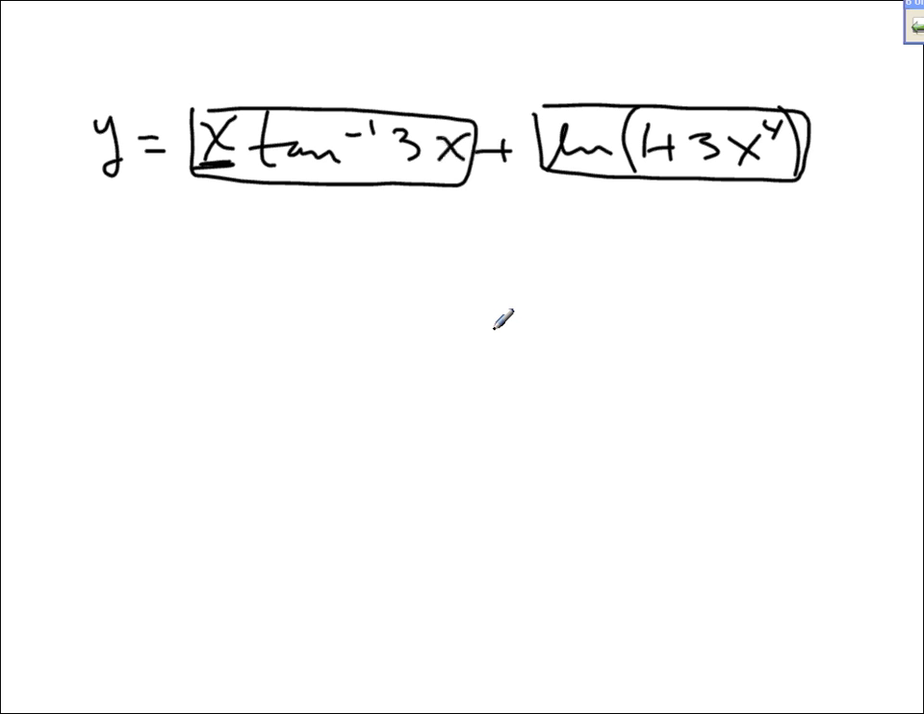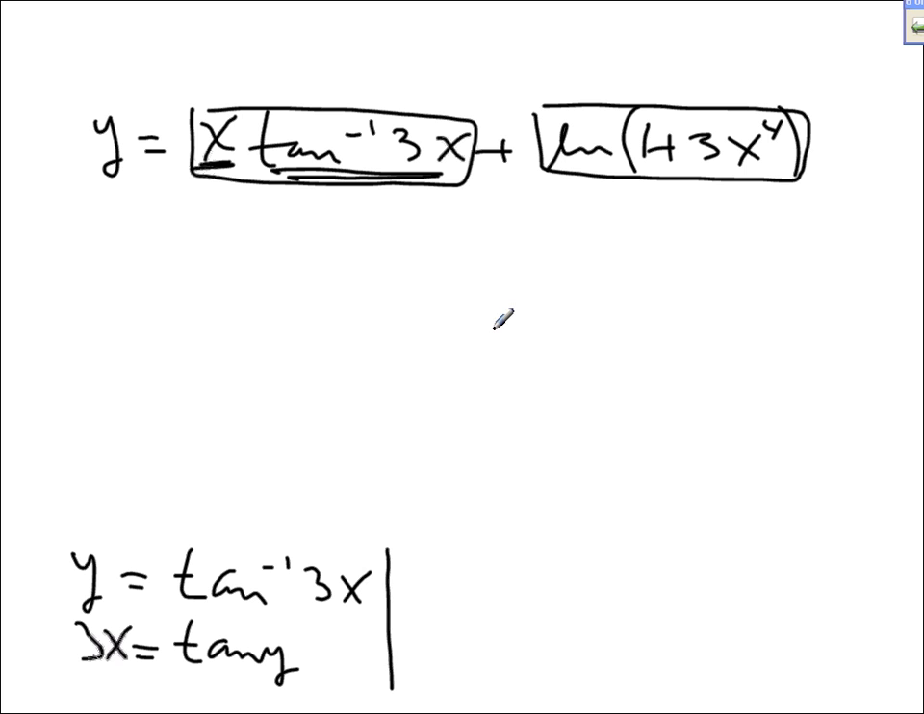The derivative of the first, we know it's just 1. And at some point in the product rule, we need to take the derivative of the second, so let's have that on the side. This is a different y. y is equal to the tan inverse of 3x. So 3x is equal to the tangent of y. The derivative of the left side is 3. The derivative of tangent of any angle is secant squared of the angle times the derivative of the angle.